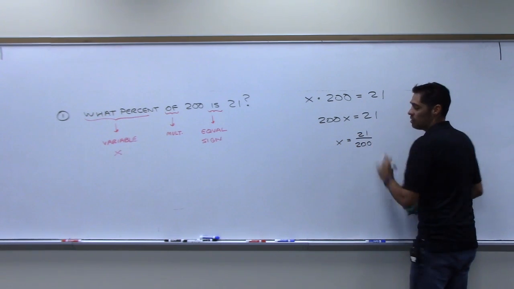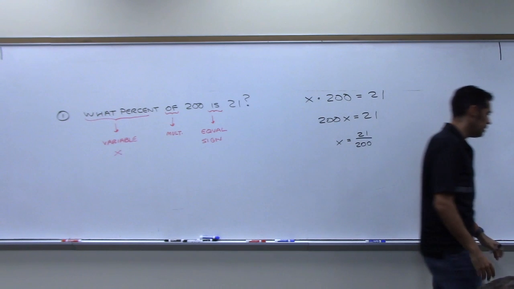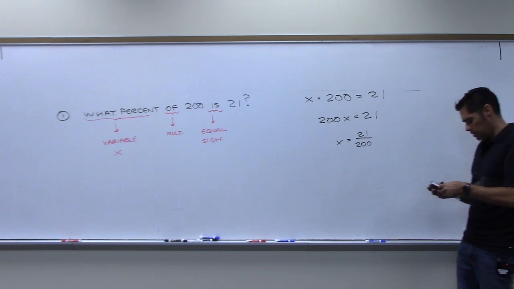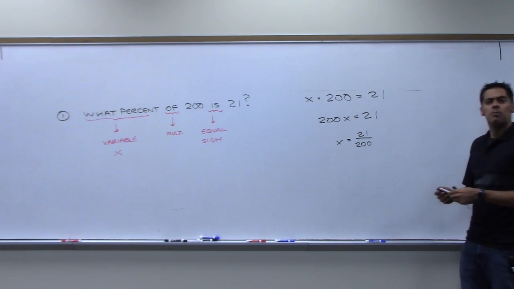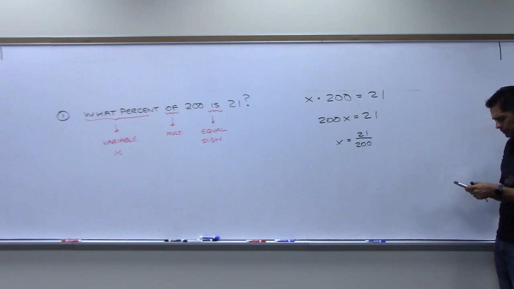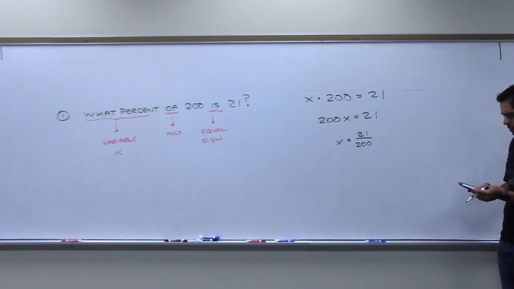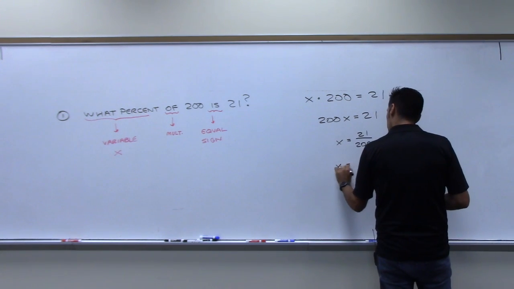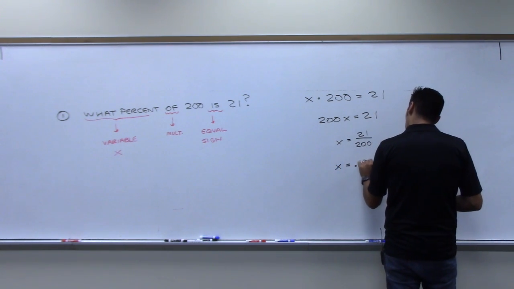Now you're going to need your calculators, all right, at this point. So go ahead and on your calculator, see I even brought mine. What are we doing? Clear. 21 divided by 200? 0.105. So x is equal to 0.105.